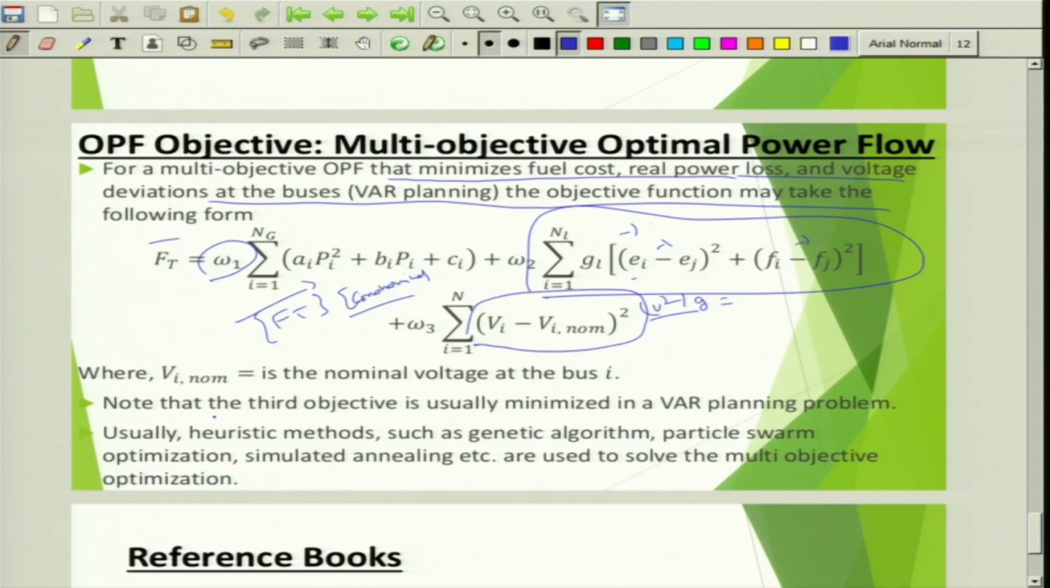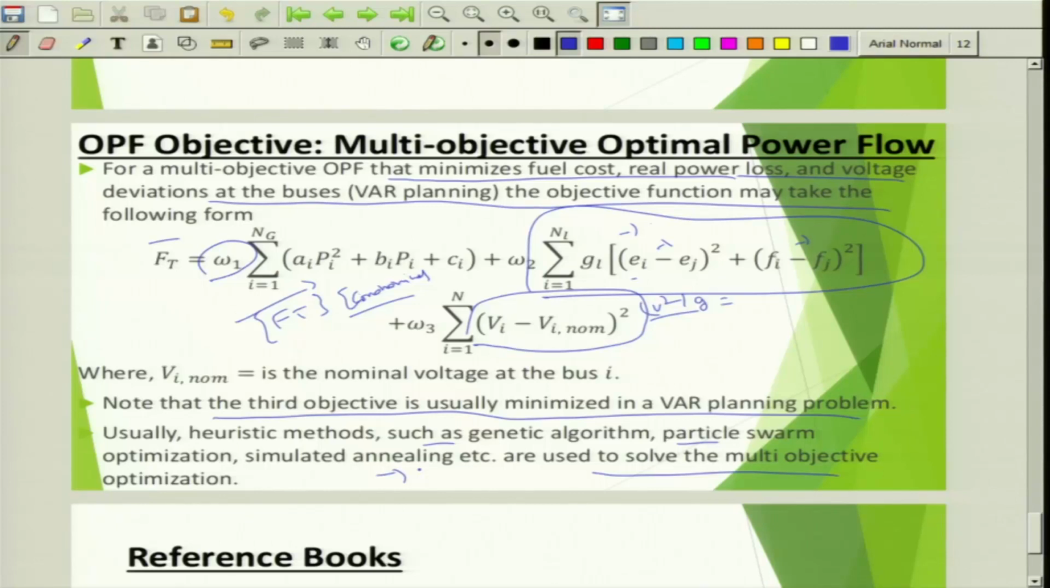Note that the third objective is usually minimized in a VAR planning problem. Usually heuristic methods such as genetic algorithms, particle swarm optimization, simulated annealing, etc. are used to solve the multi-objective optimization, because it gets very complicated as you keep adding objective functions. Even one objective function was complicated considering losses and penalty factors, and adding more objective functions for the entire transmission system makes the problem statement very big, highly non-linear and non-convex. It's not a straightforward ball game, so you have to use some heuristic methods.